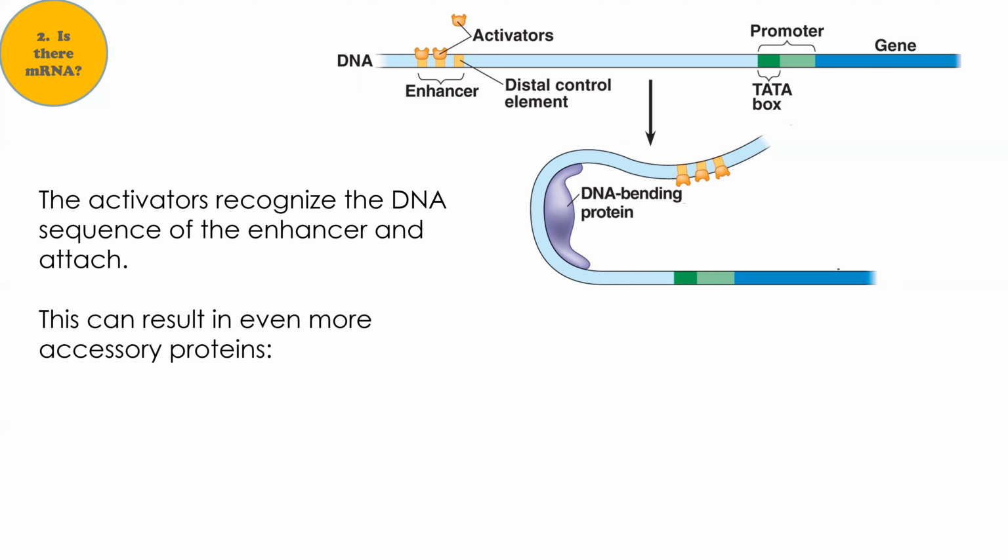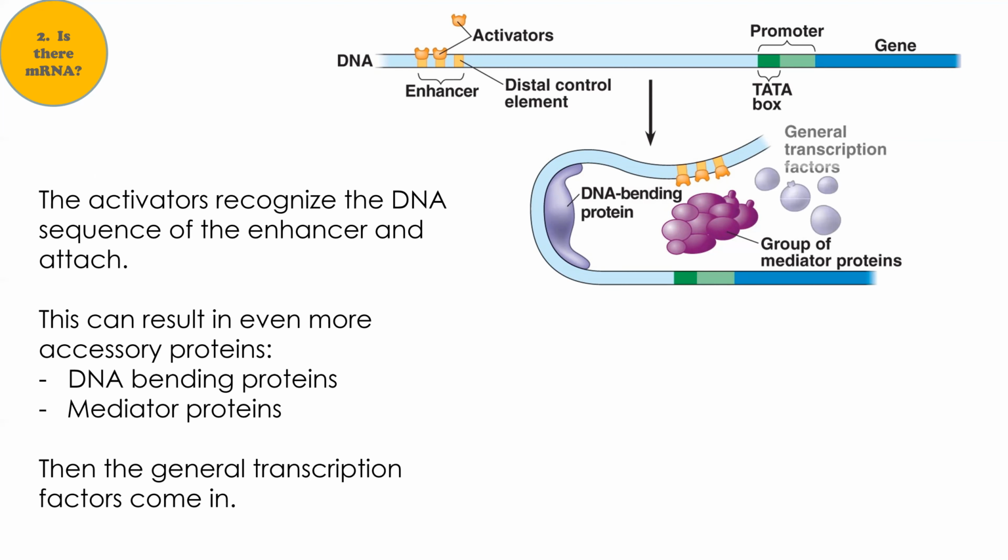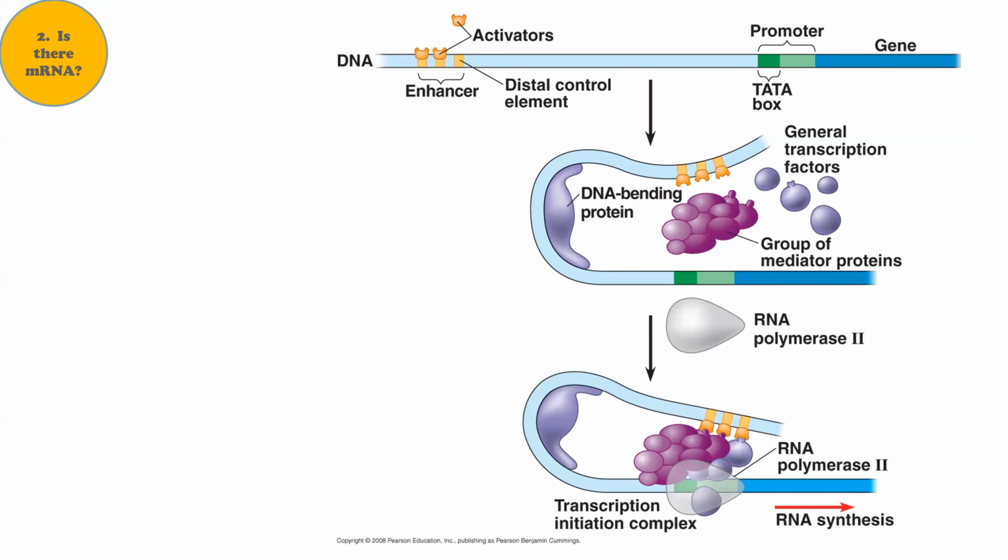bind there. So this can result, when we get down to this binding portion, in even more accessory proteins. So our DNA binding protein, mediator proteins. So this is a whole group of them, all right? And so what we're going to see in a second here is that these mediator proteins are going to facilitate sort of binding between our activator proteins and our core promoter, okay? And so then the general transcription factors can come in and assemble. So let's see all of these kind of come into place, okay?